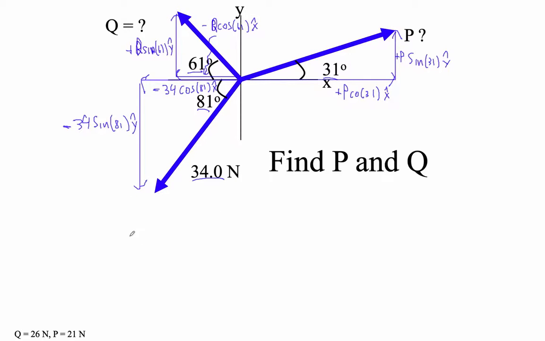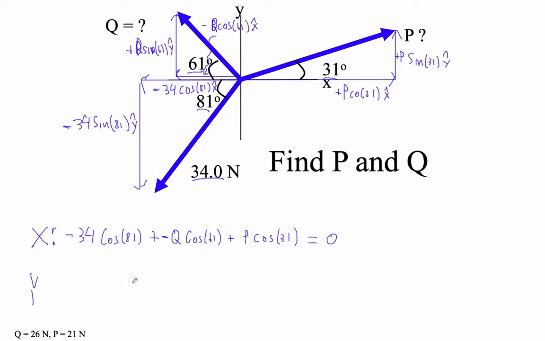So let's see, what do we got here? Let's see if this is solvable. Okay, in the x direction, I've got minus 34 cos 81 plus negative q times cos 61. And then I've got plus p cos 31. And then that has to add to 0, right?